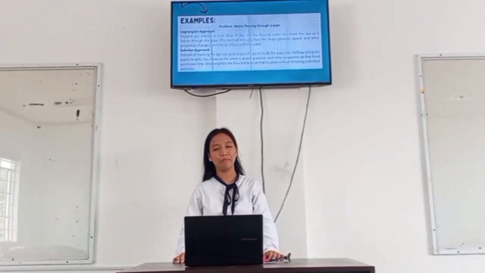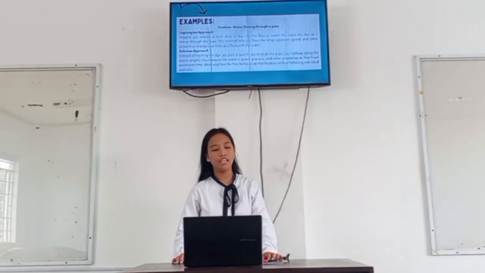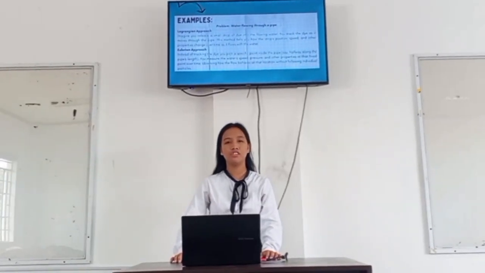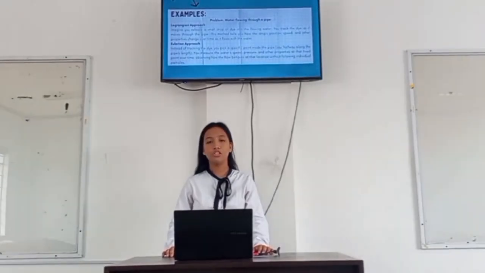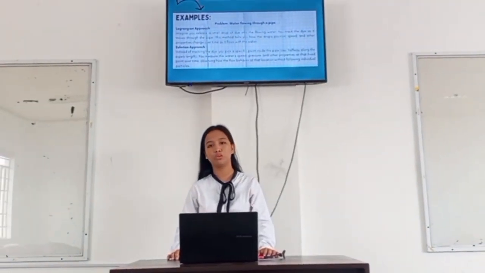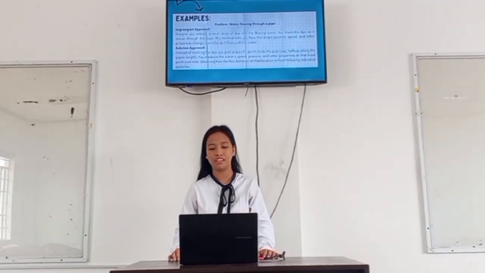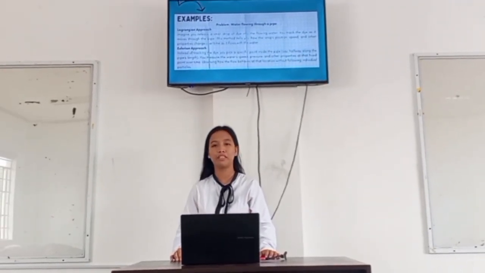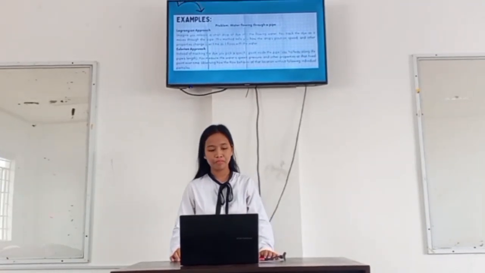As for the example, let's use this problem: water flowing through a pipe. In the Lagrangian approach, imagine you release a small drop of dye into the flowing water. You track the dye as it moves through the pipe. This method tells you how the drop's position, speed, and other properties change over time as it flows with the water.